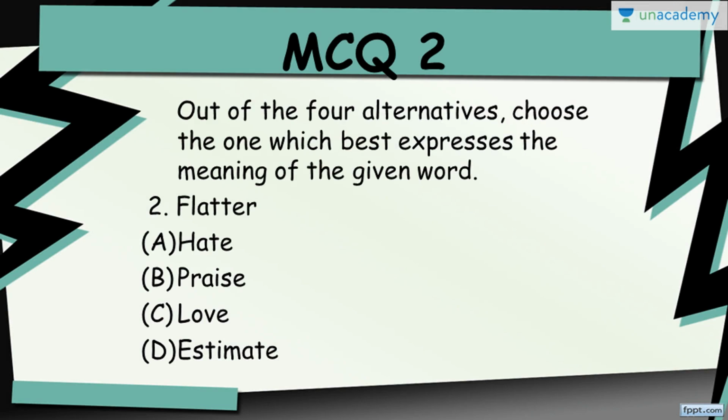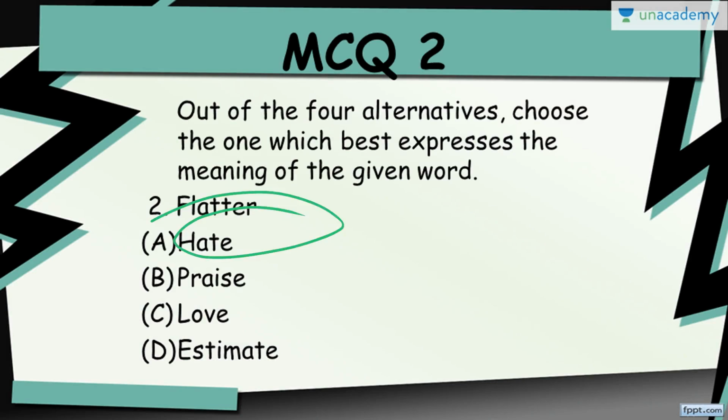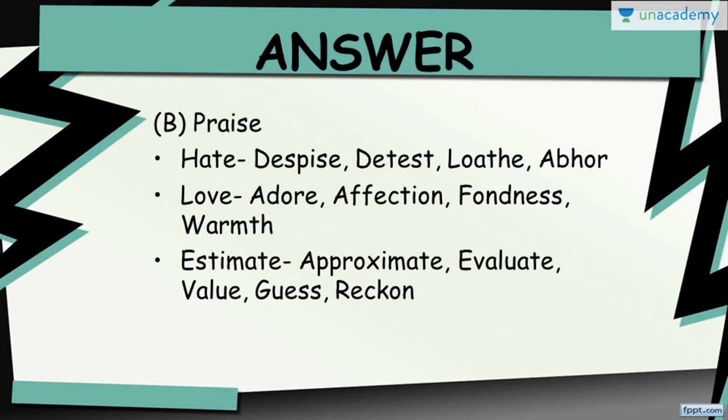Then we have gone through the next word, praise, which usually means flattering. Then we know love. Love stands for adore, affection, fondness and warmth. Then we have estimate, and estimate stands for approximate, evaluate, value, guess and reckon. So we have done 4 words in doing one MCQ.